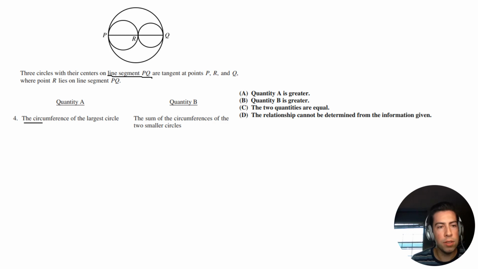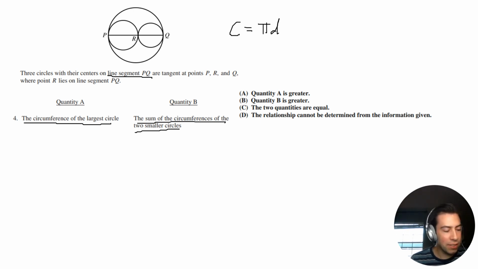So let's see what quantity A is. Quantity A is the circumference of the largest circle. And quantity B is the sum of the circumferences of the 2 smaller circles. Before we even do anything, let's write out the equation for circumference. Circumference is equal to pi times the diameter of the circle. That one you should have memorized, but if not, there it is for you.